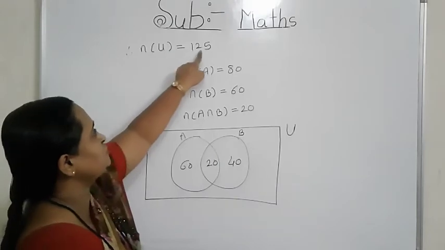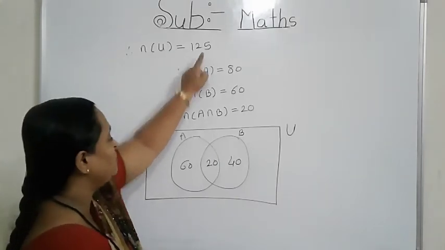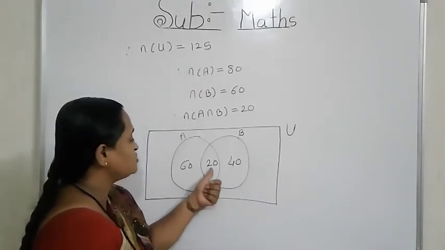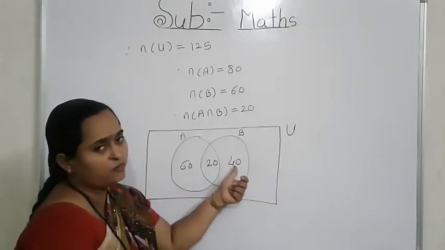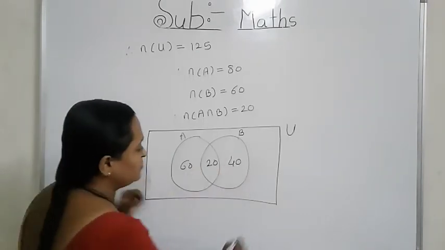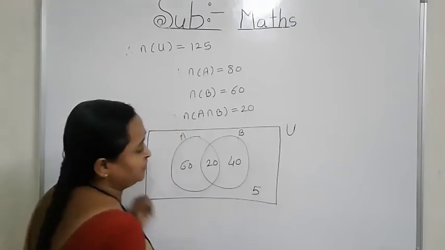Now the total number of students is 125. Now see, this total: 60 plus 20 is 80, 80 plus 40 is 120. Means 5 students are left. Then these 5 students we will write here.